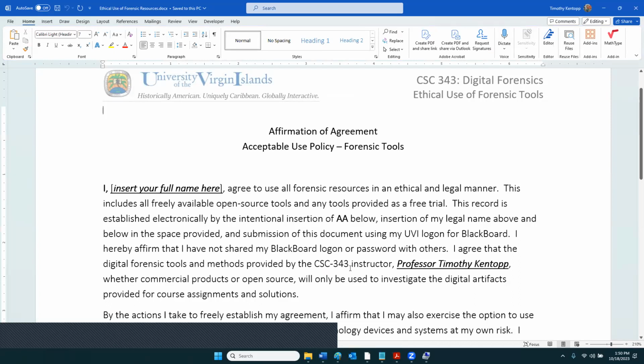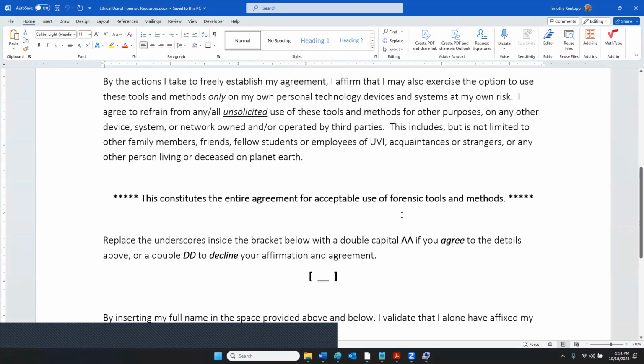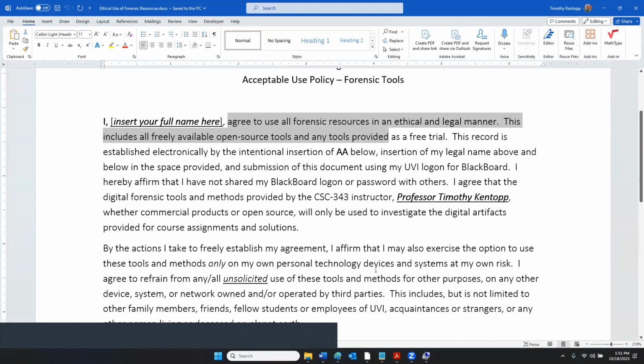I know this says CSC343, but we'll change that so it says CSC220. In any case, it says, I affirm that I may also exercise the option to use these tools and methods only on my own personal technology devices and systems at my own risk, right? So I'm going to teach you how to use some hacking methods in this course. And you have to agree before I teach you to use all forensic resources in an ethical and legal manner, right? We have the same agreement that we use for digital forensics in our digital forensics class. We teach some methods here in Intro to Cyber, and a great deal more of the forensic methods in CSC 343 digital forensics. So I'm going to revise this form and update it so it reads 220, right?